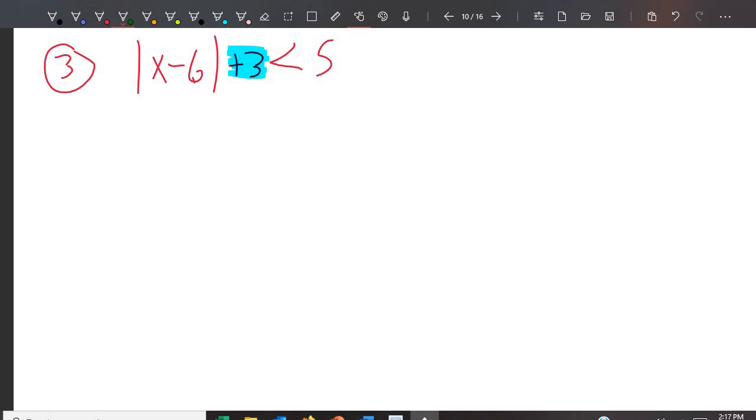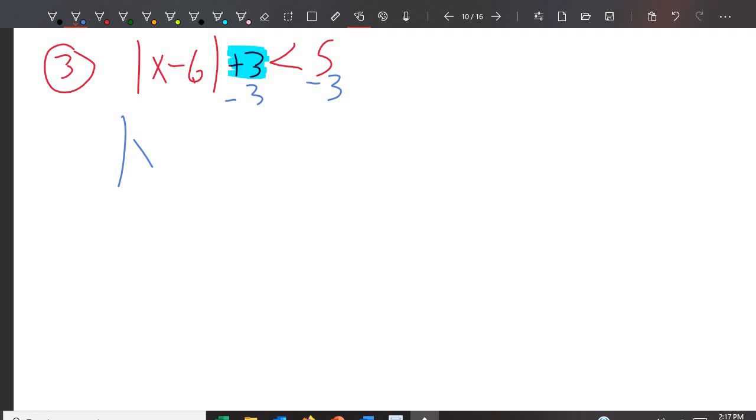Alright, let's do another one. Let's do one like this. Let's say I had the absolute value of x minus 6, plus 3, less than 5. Just like with the equations, notice I've got a constant on the outside, which we can't have. So we have to subtract it from both sides and get it set up right.